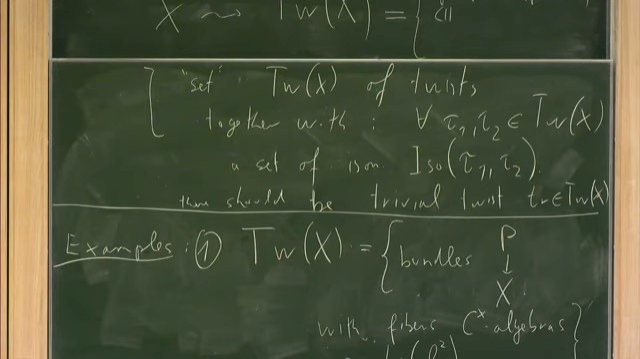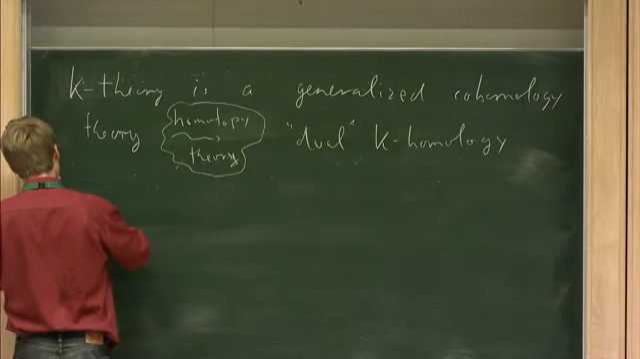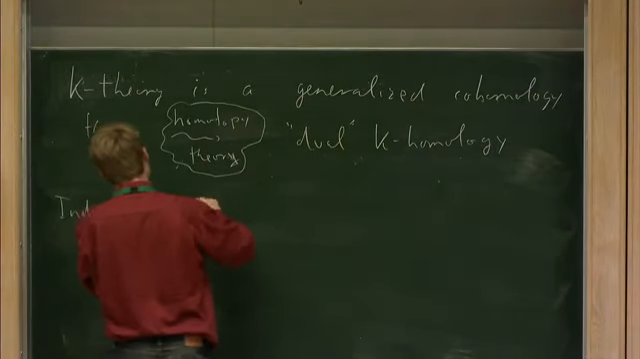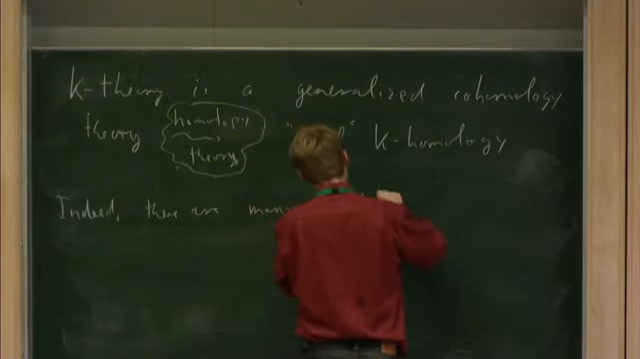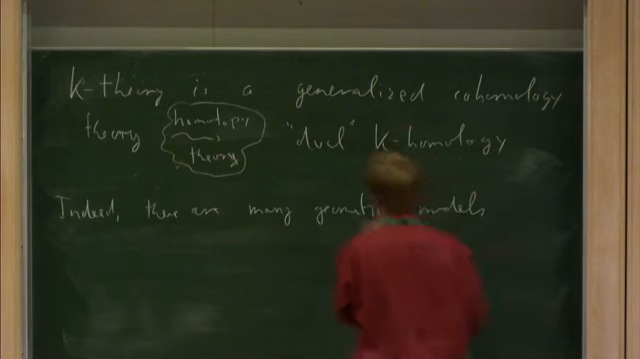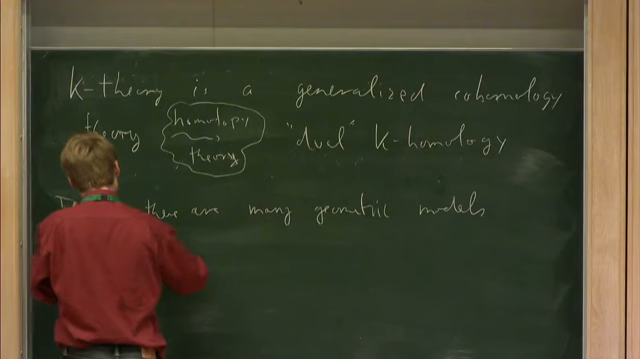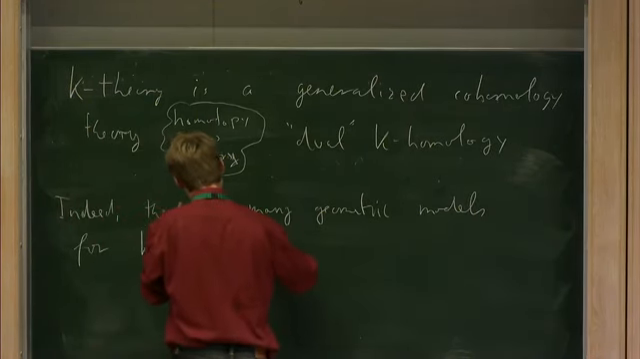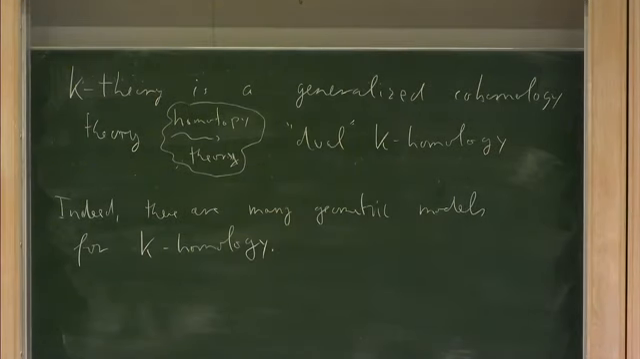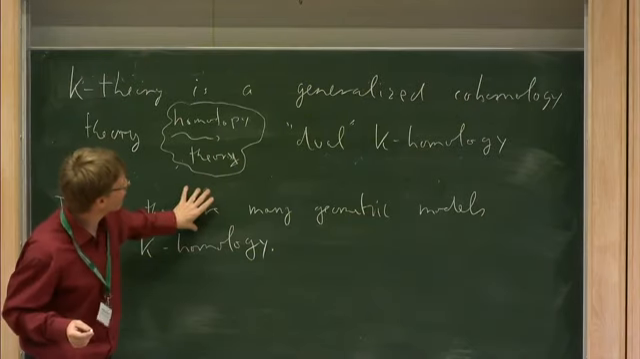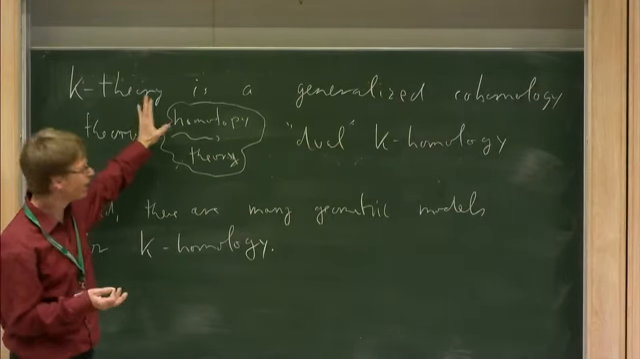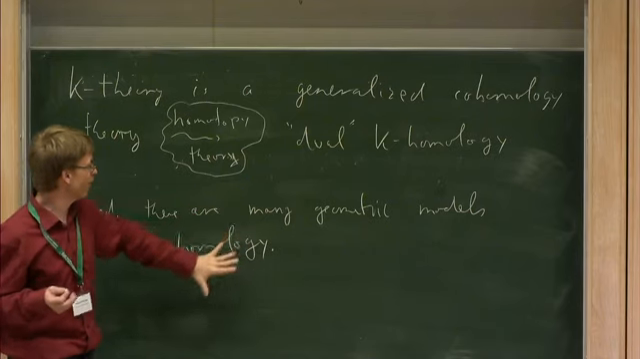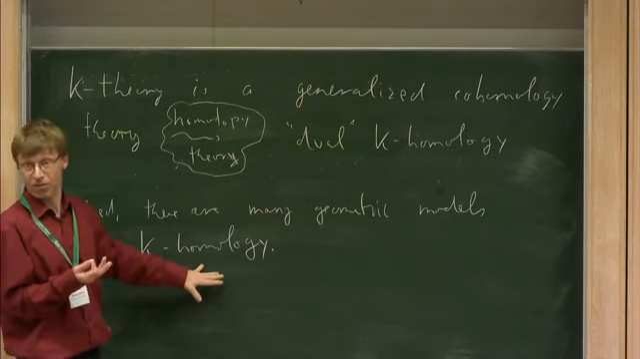So that's a sort of general and abstract machine, but indeed there are quite a few geometric models for K-homology. And my goal is to explain how we can twist K-homology the same way we can twist K-theory, how this can be done, and then show or discuss how these geometric models for K-homology extend to the twisted case.